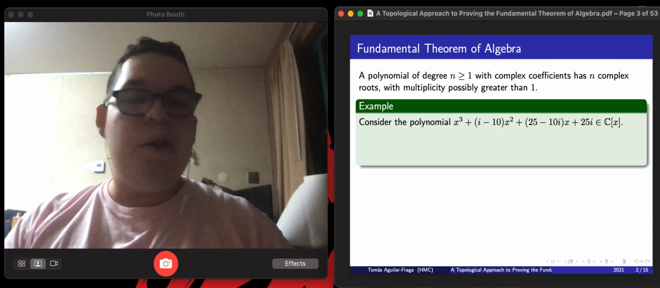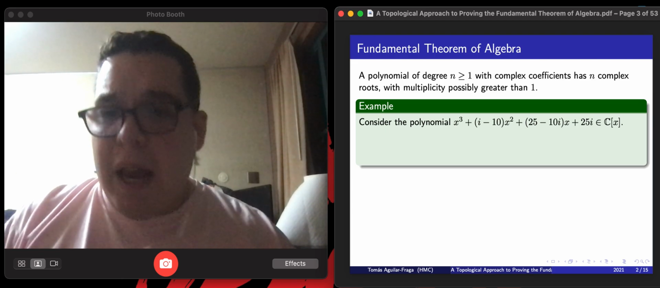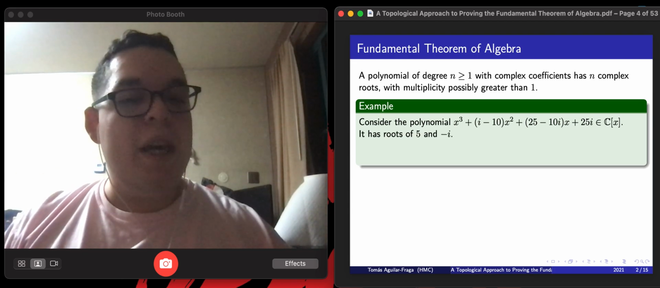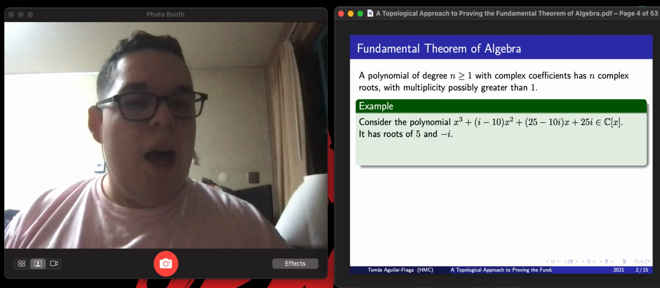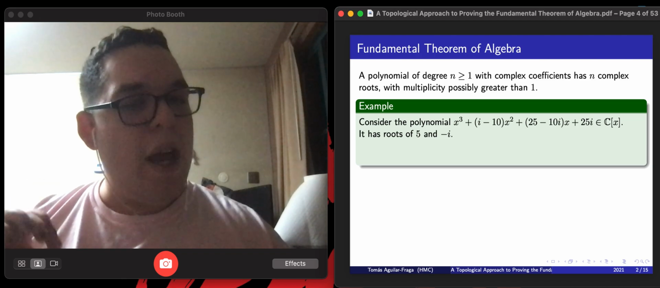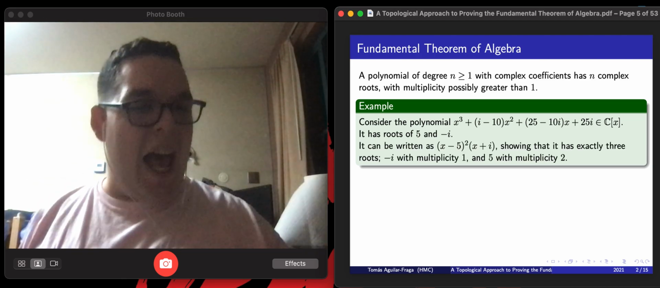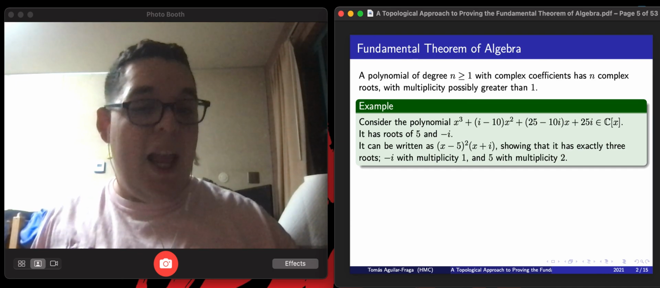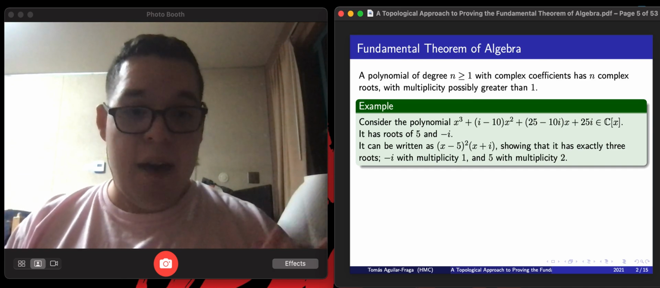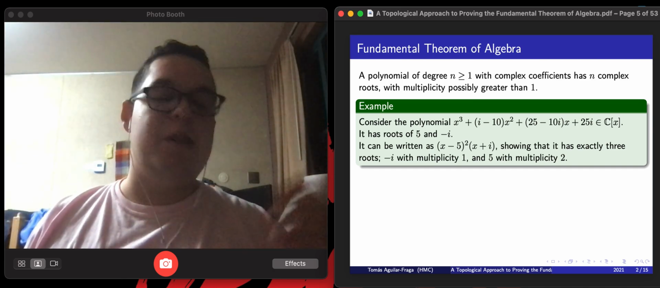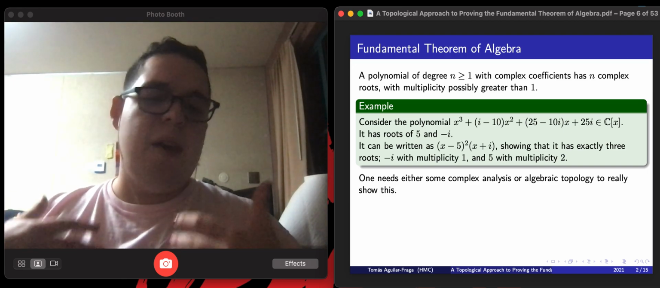So for example, consider this cubic polynomial that I just kind of cooked up. By inspection or by some other method maybe, we can find that it has roots of 5 and negative i. And actually, we can rewrite this polynomial as (x minus 5) squared times (x plus i). And in fact, this shows that it has exactly 3 roots: negative i with multiplicity 1 and 5 with multiplicity 2. Now, this seems maybe obvious, right?